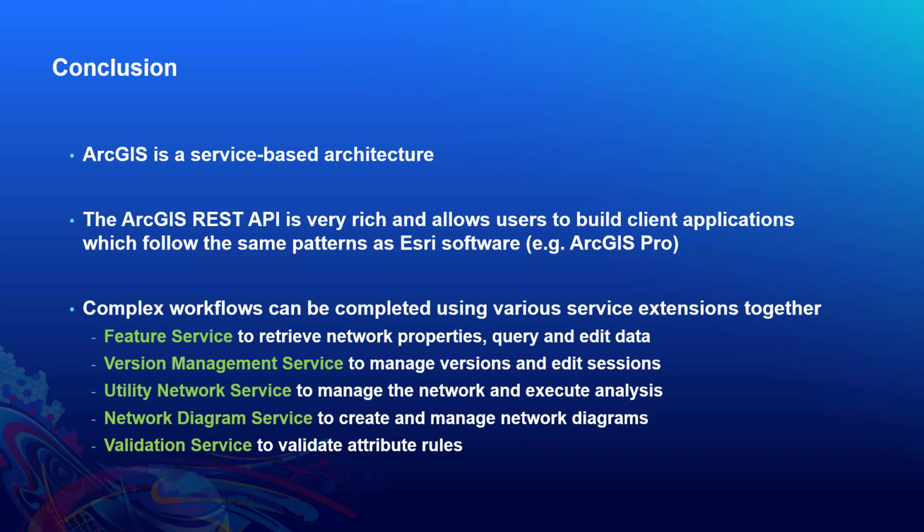We've seen that the feature service is useful to get the network properties. The version management service you use to create and manage your versions. The utility network service is there to execute analysis and manage your network itself. The network diagram service creates and manages all your diagrams. And lastly, the validation service is used to check your data and ensure that it meets the requirements.